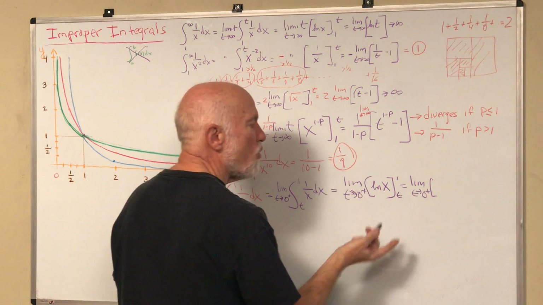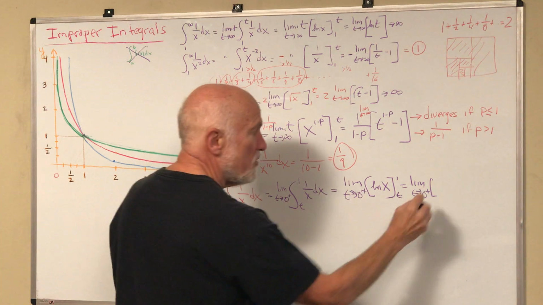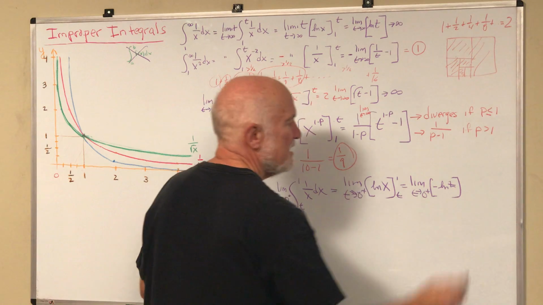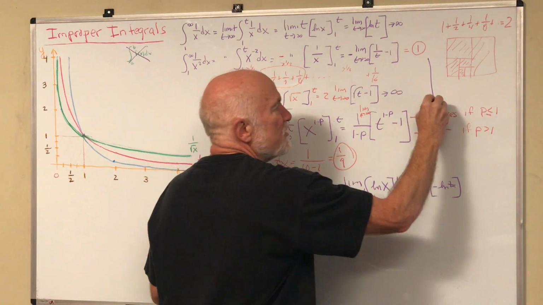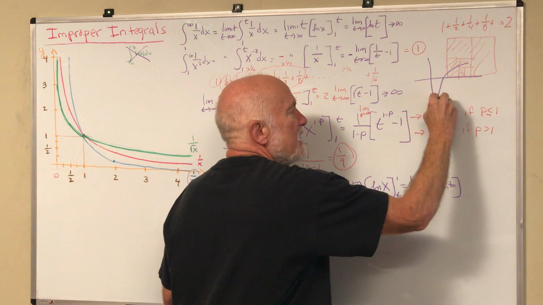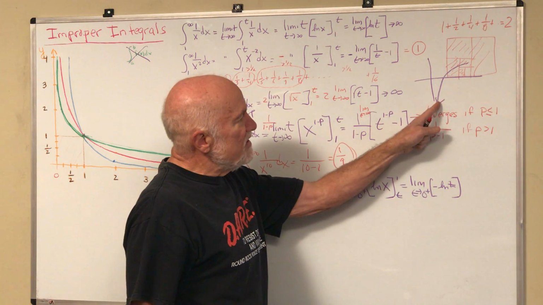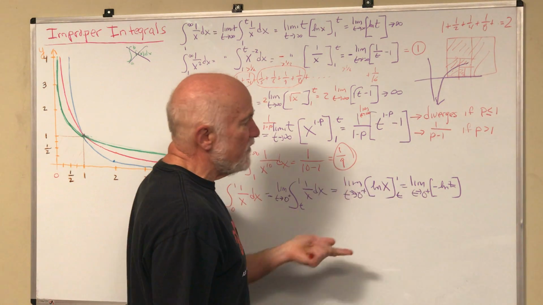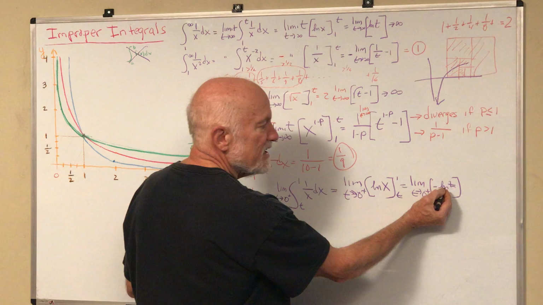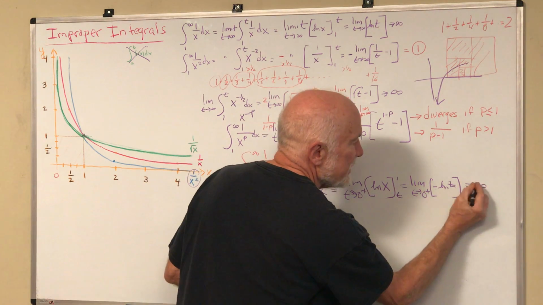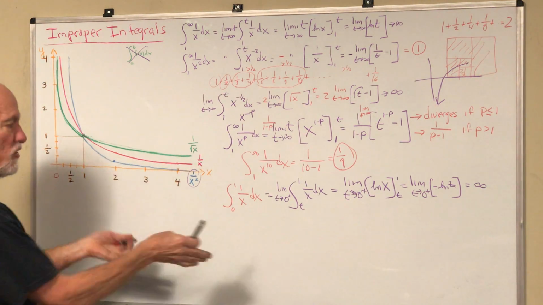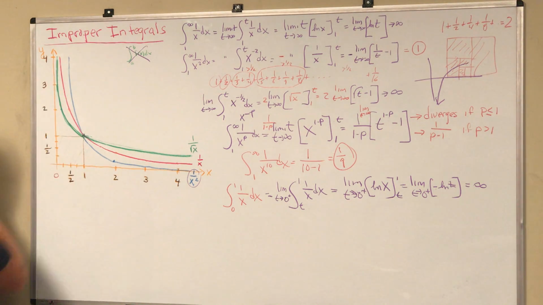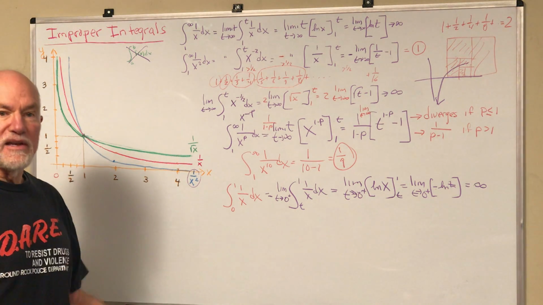So we get the natural log of 1, which is 0, minus the natural log of t. Well, if we think of the natural log function as you're approaching 0, the natural log is approaching negative infinity. So you get a minus negative infinity, or infinity. So again, that integral diverges, and we know that the area in here is also an infinite amount of area.